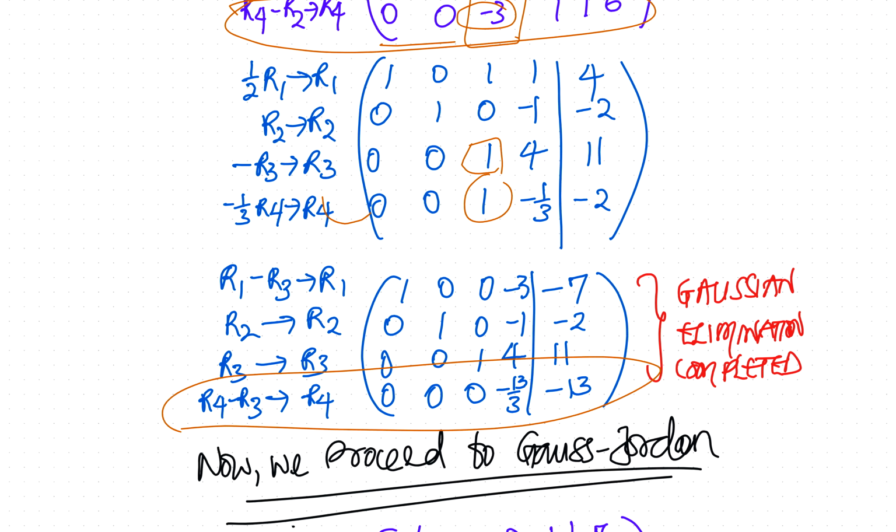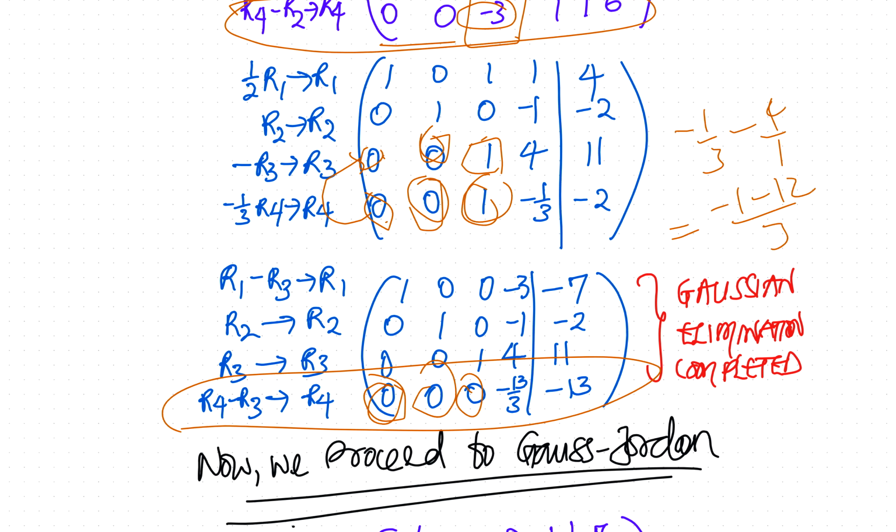And the answer will be at row 4. So 0 minus 0, 0; 0 minus 0, 0; 0 minus 0, 0; 1 minus 1, 0; then minus 1 over 3 minus 4 over 1. LCM is 3, that's minus 1 minus 12, and that's why this is minus 13 over 3, because it's row 4 minus row 3. Then here, row 4 minus row 3, that's minus 2 minus 11, that's minus 13.